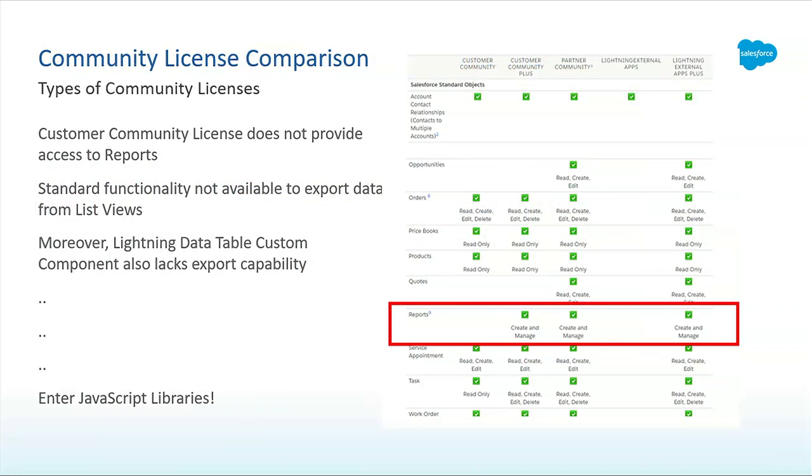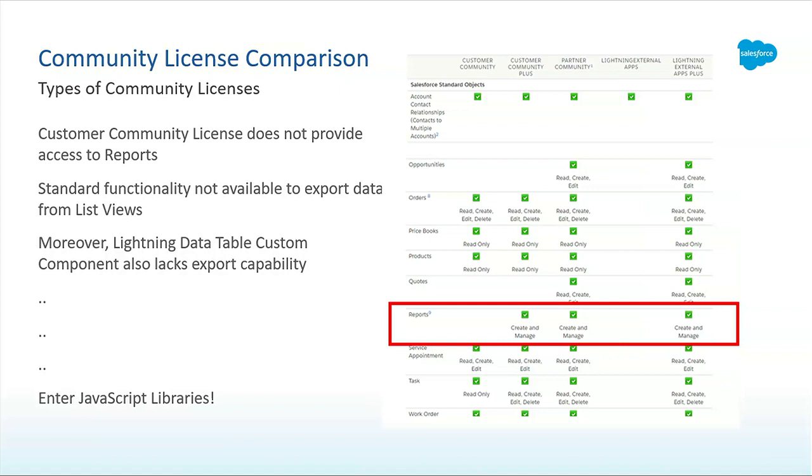Next thing I want to cover is the community license comparison. If you decide to go the community route, you'll have to pick licenses that Salesforce provides you. If you do a comparison of the different licenses: Customer Community Plus, Partner Community, Lightning External Apps, and Lightning External Apps Plus. The Customer Community license is kind of like a high volume license that's at a relatively lower cost.